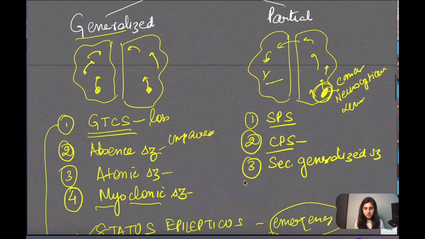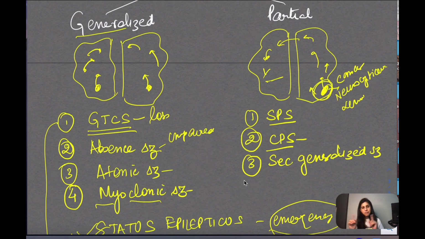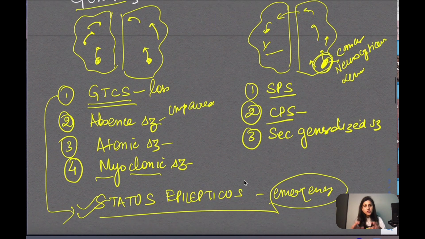Then the types of epilepsies: generalized and partial epilepsy. Generalized means both hemispheres are involved. Partial means a single hemisphere is involved. In generalized, most of the time there is loss of consciousness or at least impaired consciousness. In partial, there is either no loss or there can be impairment of consciousness. But it is usually less common that there is complete loss of consciousness until and unless the patient enters into secondary generalized.